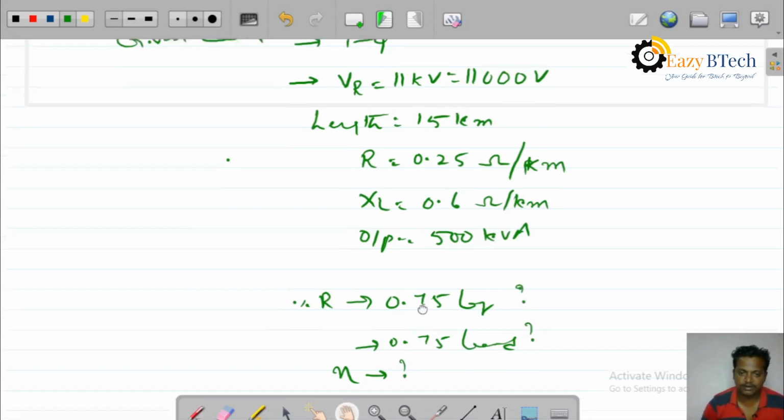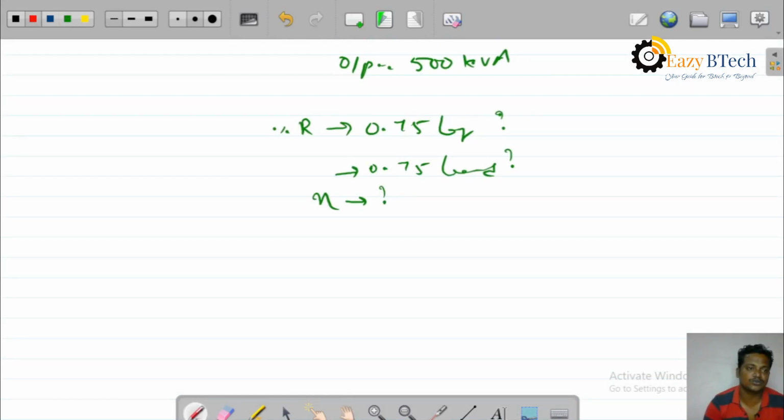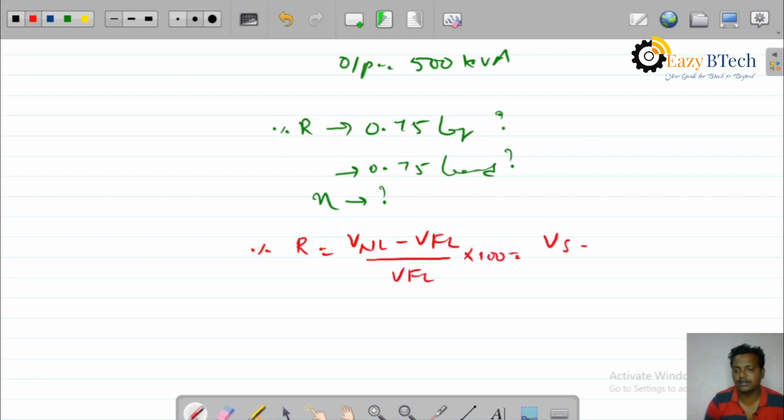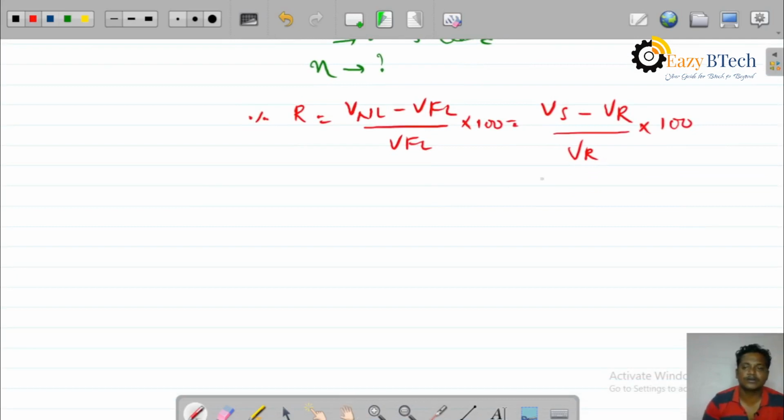First of all, we know the formula for regulation. Percentage regulation equals V no load minus V full load, divided by V full load, into 100. In a short transmission line, V no load is nothing but Vs, and V full load is VR. Here, in the above formula, we know VR equals 11,000 volts. We don't know Vs.